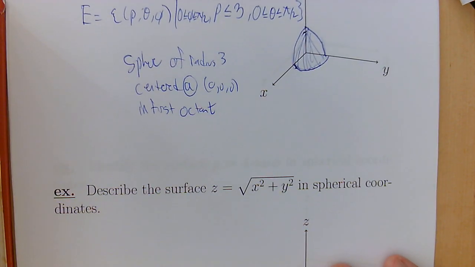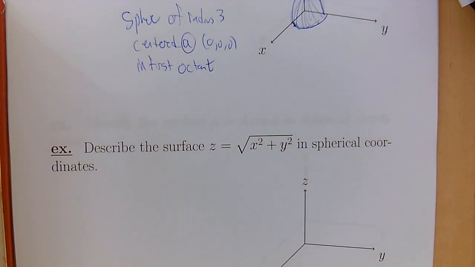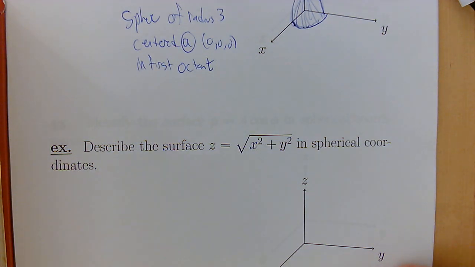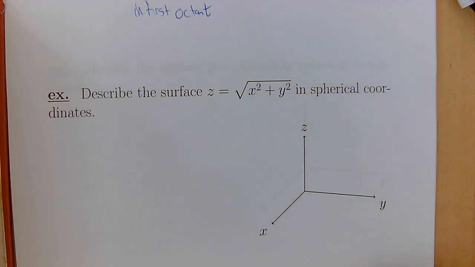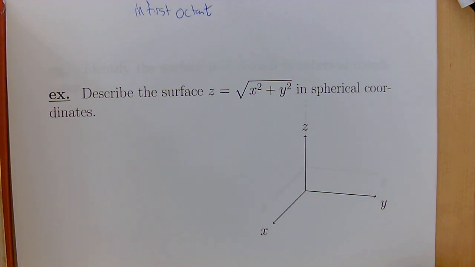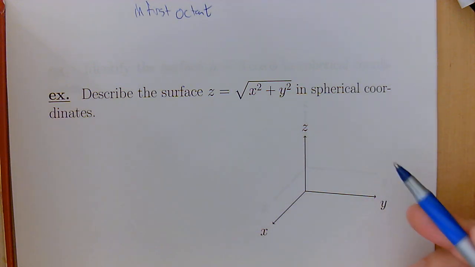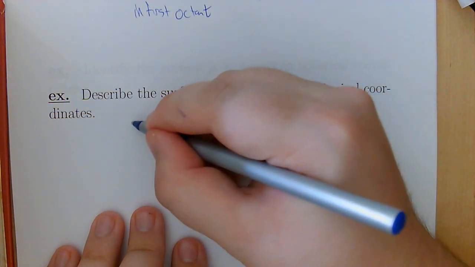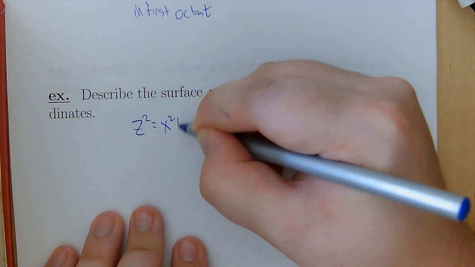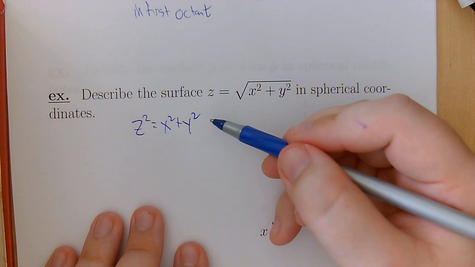All right, let's try something else. Describe the surface z equals the square root of x squared plus y squared in spherical coordinates. We actually already saw what this was in cylindrical coordinates. This ended up being a cone, or rather an upper cone. So let's see how this works out with spherical coordinates and what the cone equation looks like there. Let's square everything just like before. So if we square everything, we get this.